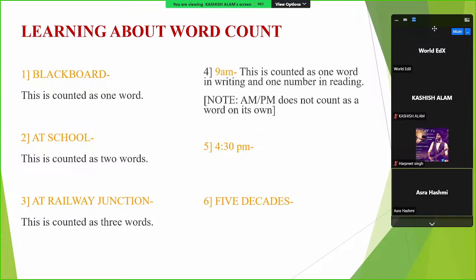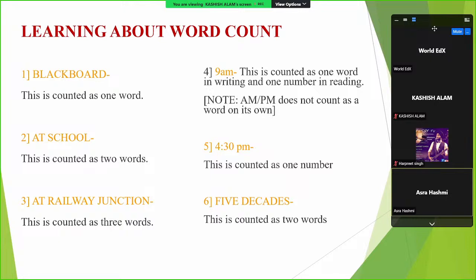4:30 p.m. would be counted as 1 word, because AM and PM is not counted as a word on its own. So when you add 4:30 p.m., it is 1 word, or 9 a.m., it is again 1 word. Then 5 decades is counted as 2 words. So you have to be sure about how many words are counted.